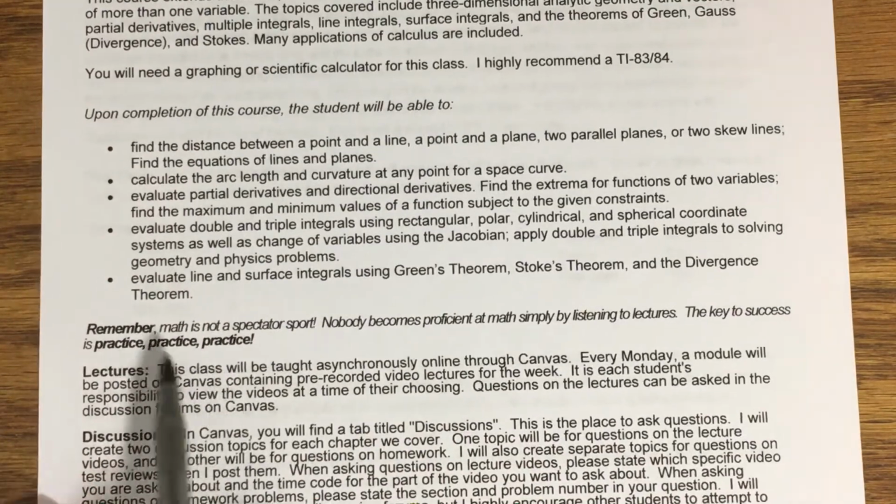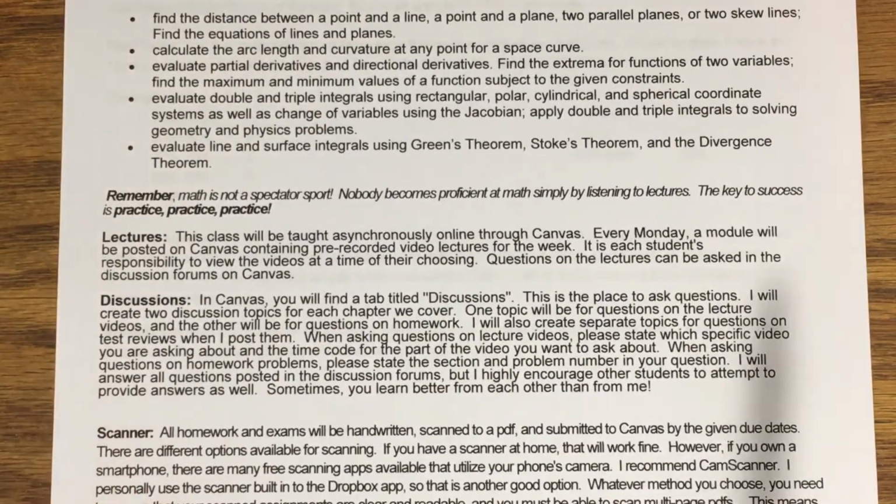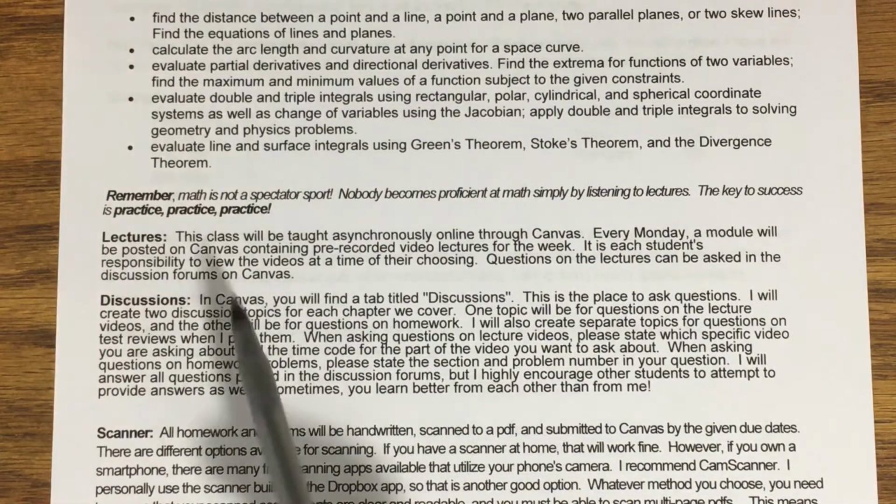Let's go down here. These are the student learning outcomes for the course, and below that is my motto for this course, which says, remember, math is not a spectator sport. Nobody becomes proficient at math simply by listening to lectures. The key to success is practice, practice, practice. This is Calculus 3, so you should know this already, but you really do not learn math by just watching videos, which is essentially what you're doing in this class for the lectures. Even the best explainer of mathematics is not going to give you any form of mastery over it. You have to get your hands dirty, you have to do the work, or when we get to test time, you're going to be stumped. That's just how that works. Okay, so I don't think I need to say anything more on that.